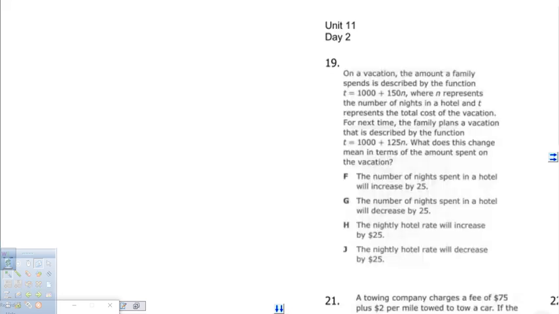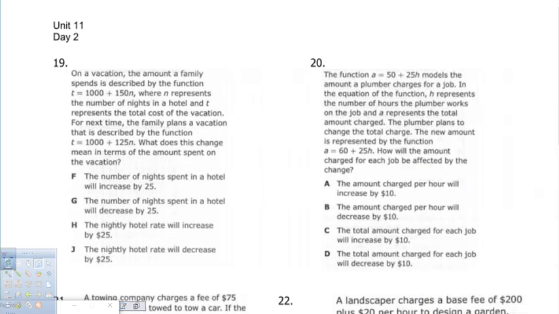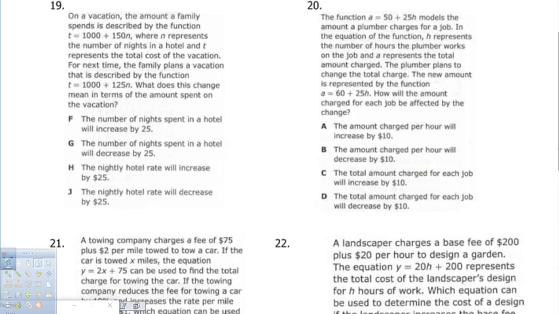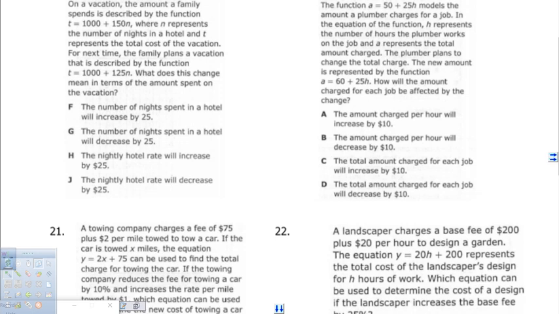Alright, so next. Yay, multiple choice. Okay, so it says, on a vacation, the amount a family spends is described by the function t equals 1,000 plus 150n, where n represents the number of nights in a hotel, and t represents the total cost of the vacation. For the next time the family plans a vacation, that is described by the function 1,000 plus 125n. What does this change in terms of the amount spent on the vacation? Alright, so 150 is how much they're spending per night.